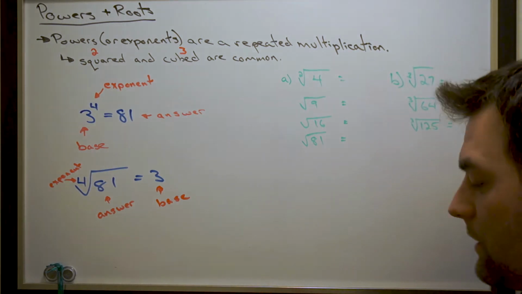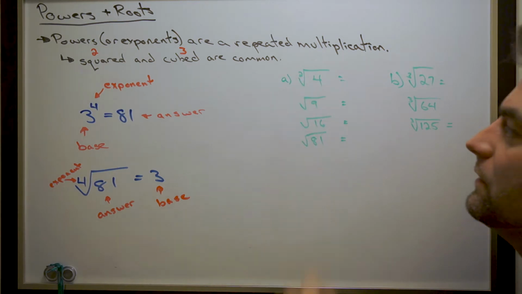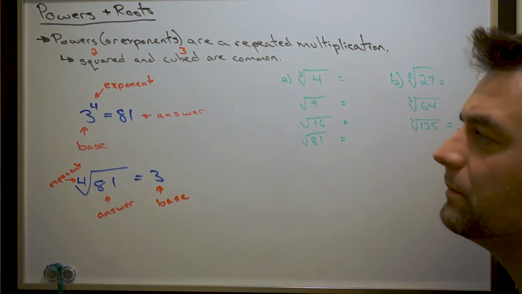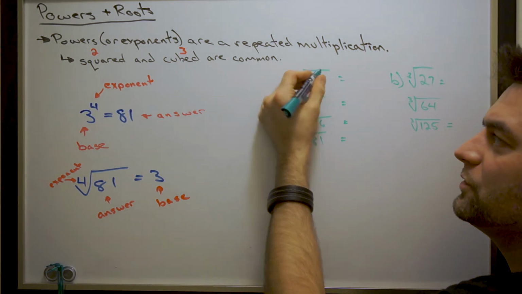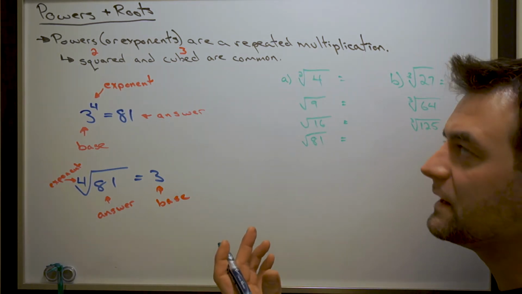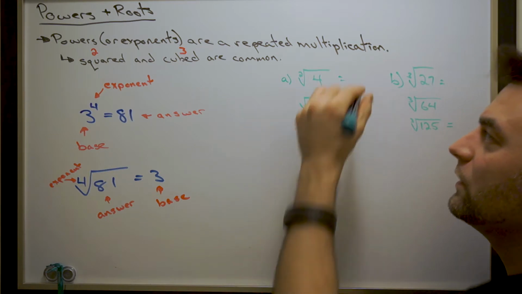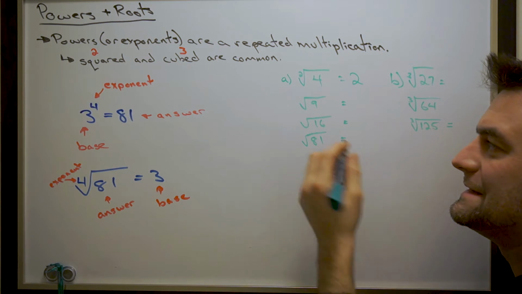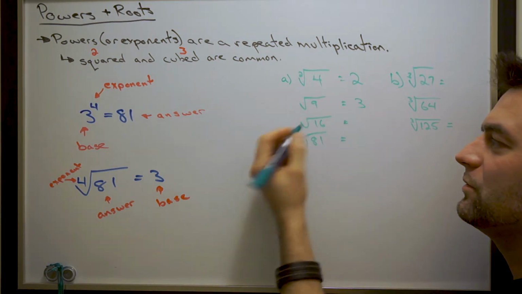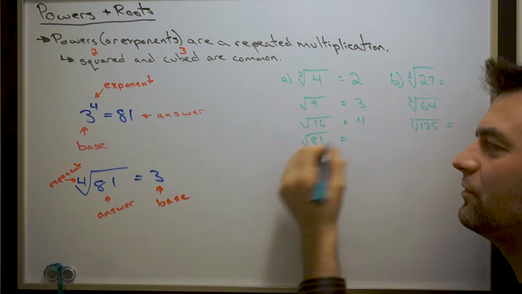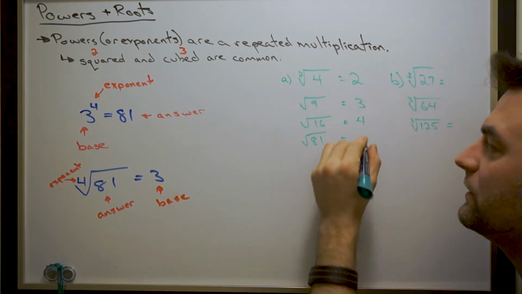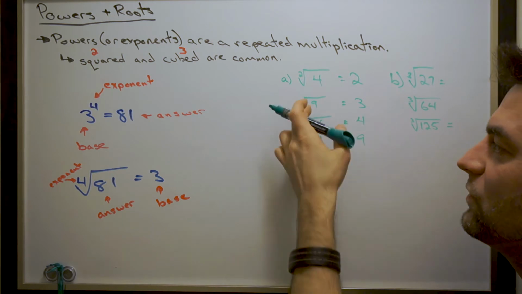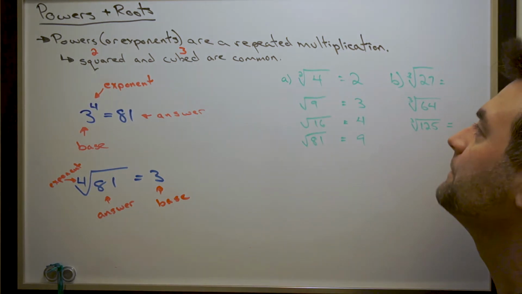So a couple examples here. When we're looking at the square root, there's our exponent. So the square root of 4, what times itself is 4. So 2 times 2, or 2 to the power of 2 is 4. What times itself is 9? Well, that would be 3. What times itself is 16? That would be 4. What times itself is 81? Well, that would be 9. So the square root of 81 is 9. The square root of 16 is 4. And the square root of 9 is 3.